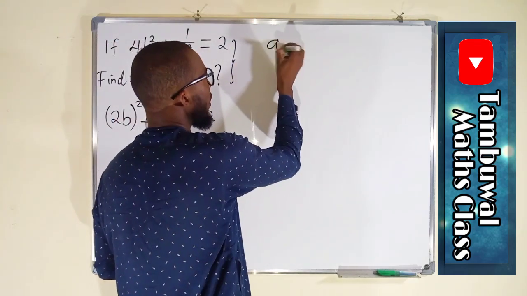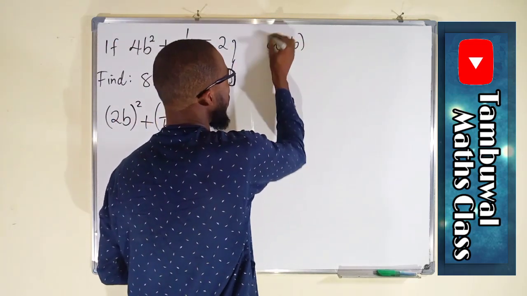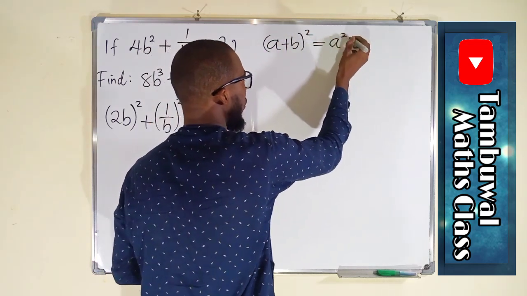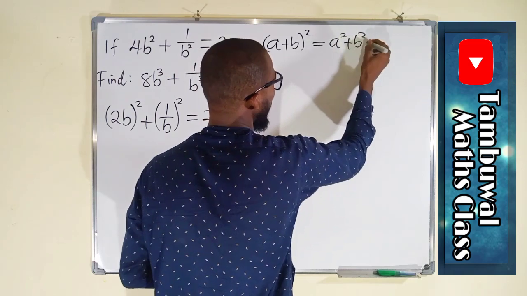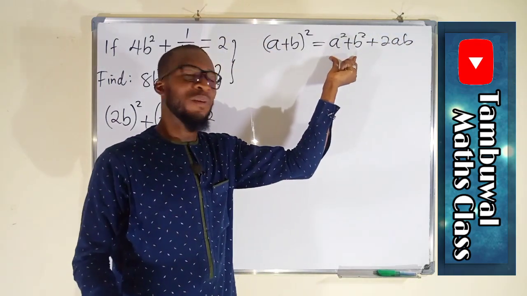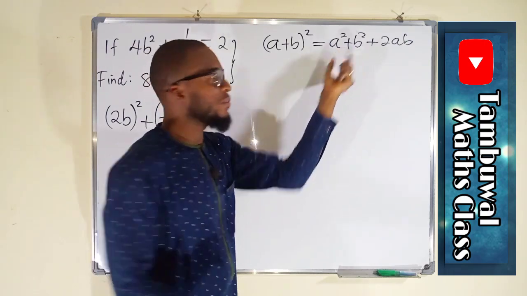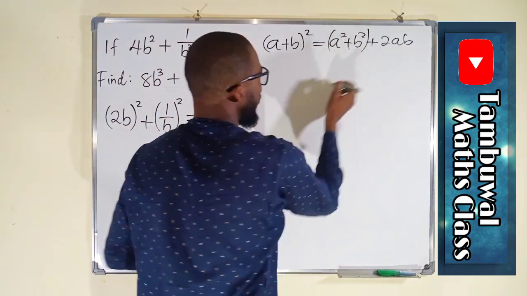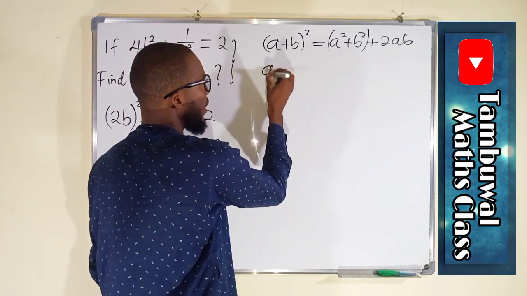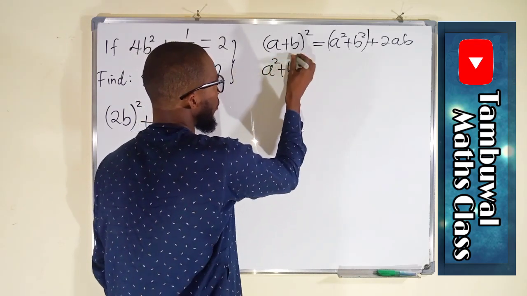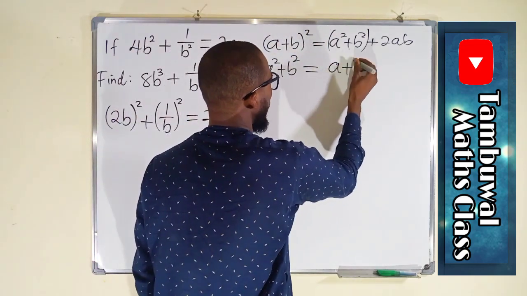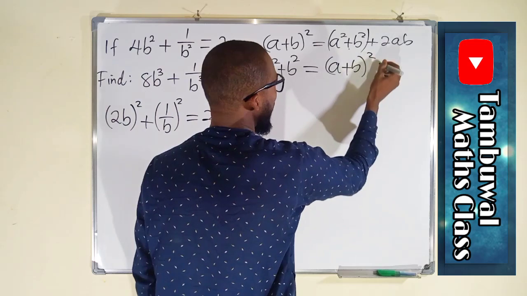So first we have a plus b to the second power. If you expand this, you shall obtain a squared plus b squared plus 2ab. You can see sum of two squares here, which we can make the subject of this equation. We have a squared plus b squared equals a plus b to the second power, minus 2ab.